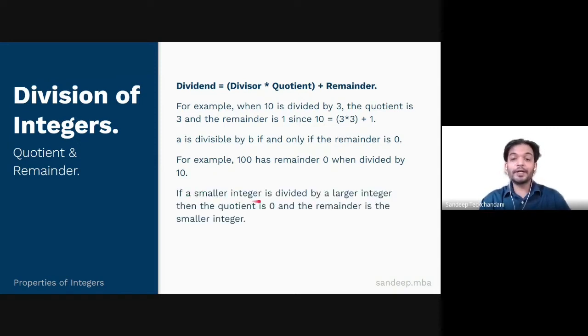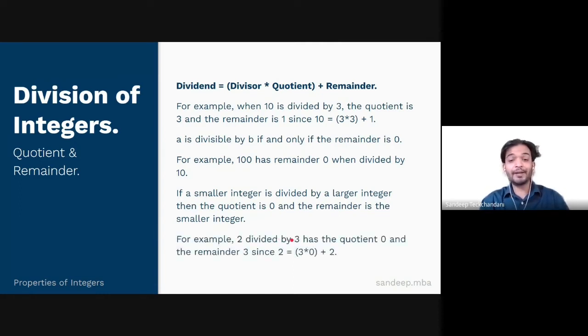If a smaller integer is divided by a larger integer, then the quotient is 0 and the remainder is the smaller integer. For example, 2 divided by 3 will give me the quotient 0 and the remainder 2, because we know that 2 is equal to 3 times 0, which is 0, plus 2.